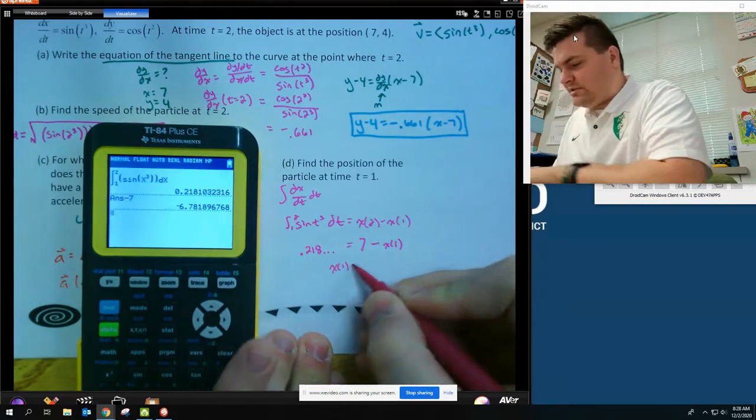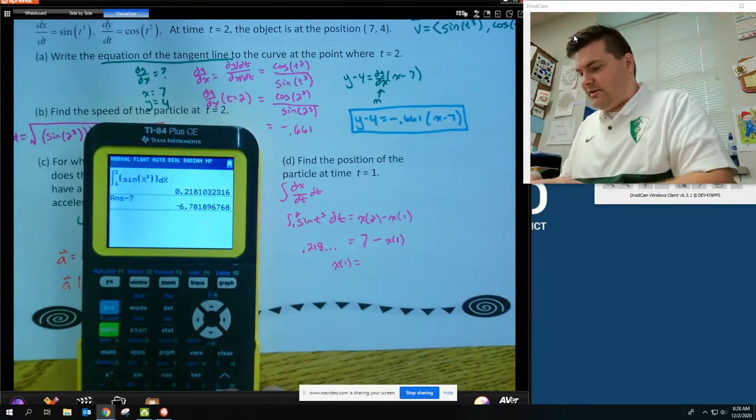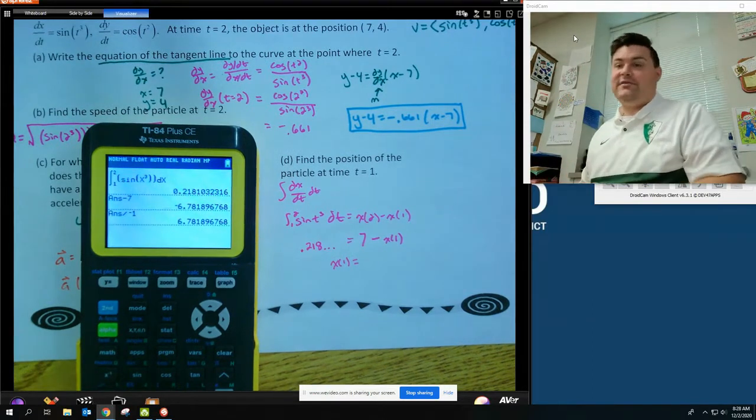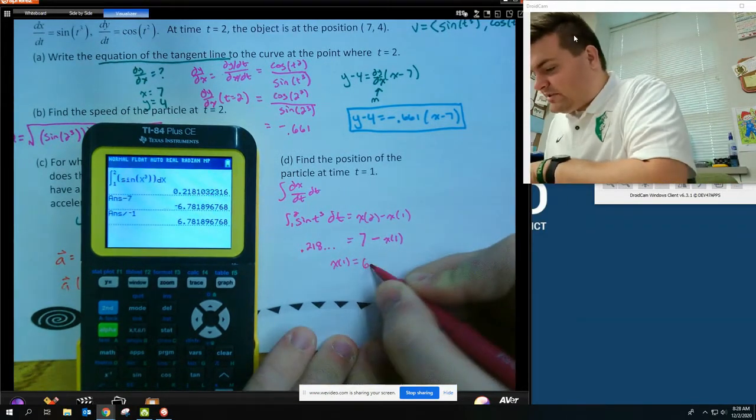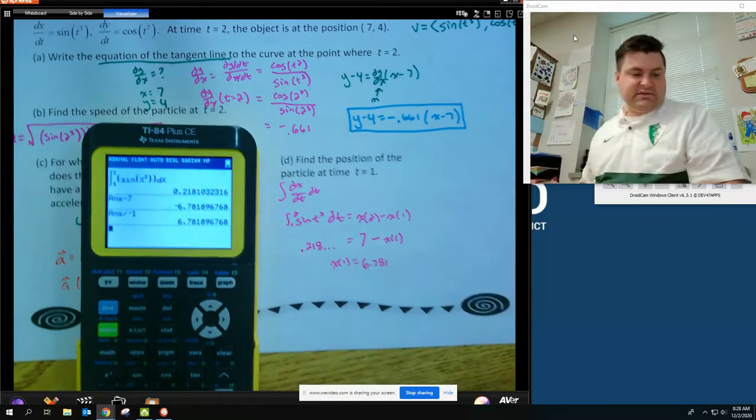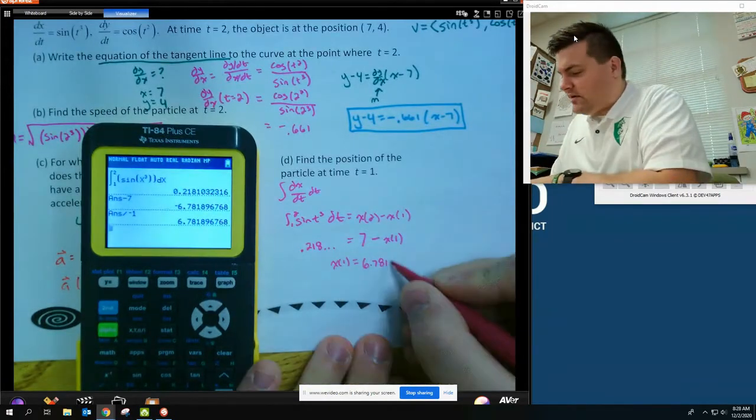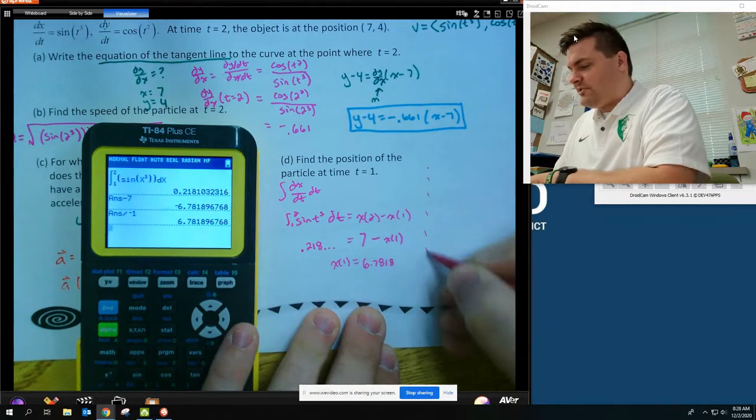So x of 1 is going to end up equaling, when I divide by negative 1, you don't really need to write that in the calculator, but I will for you. It's going to be 6.7818. I'll just leave it like that. I'll write it like this. Okay, that's the first part.